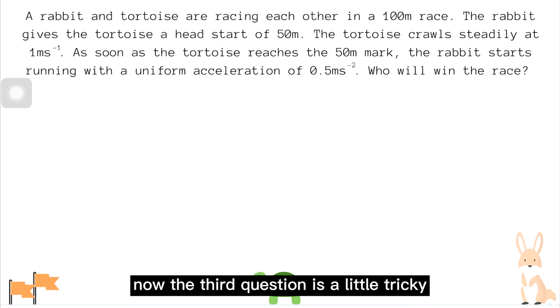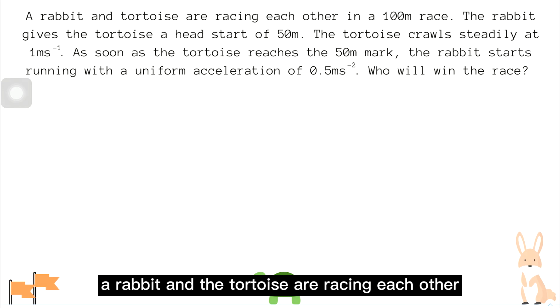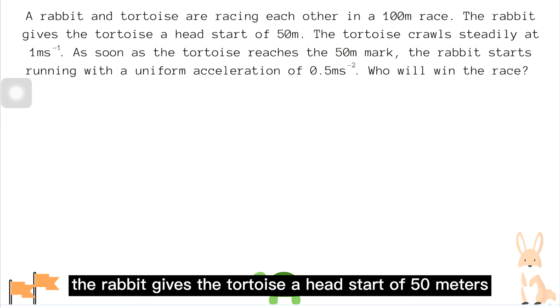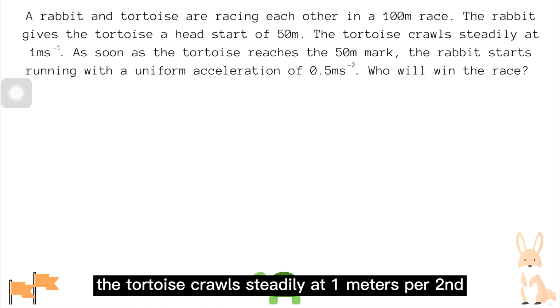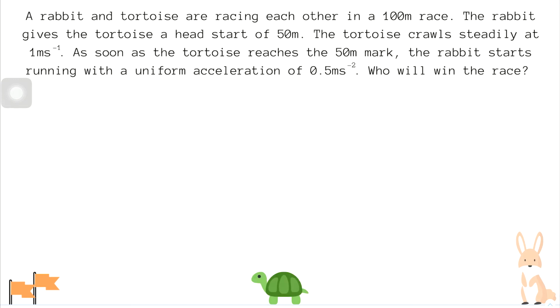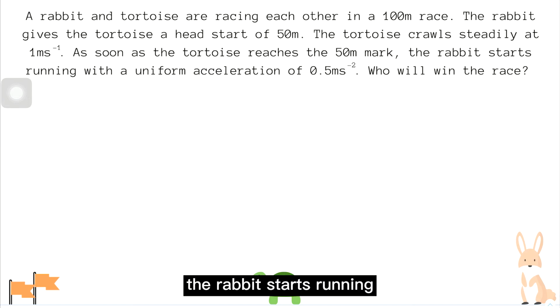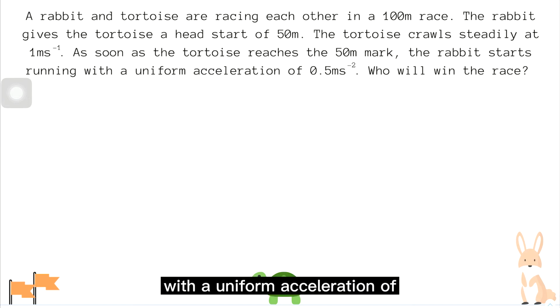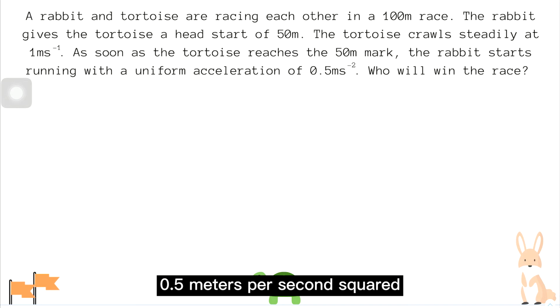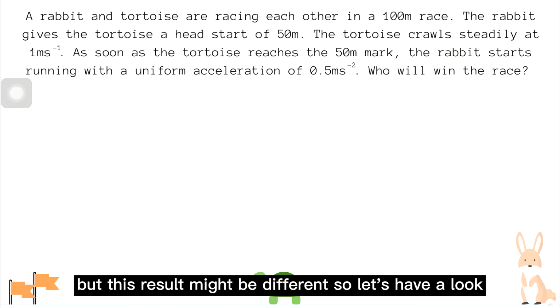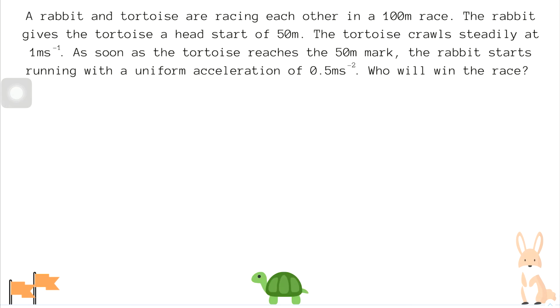Now the third question is a little tricky. A rabbit and a tortoise are racing each other in a 100-meter race. The rabbit gives the tortoise a head start of 50 meters. The tortoise crawls steadily at 1 meter per second. As soon as the tortoise reaches the 50 meter mark, the rabbit starts running with a uniform acceleration of 0.5 meters per second squared. Who will win the race? Now you've heard of the tale of the rabbit and the tortoise, but this result might be different. So let's have a look.